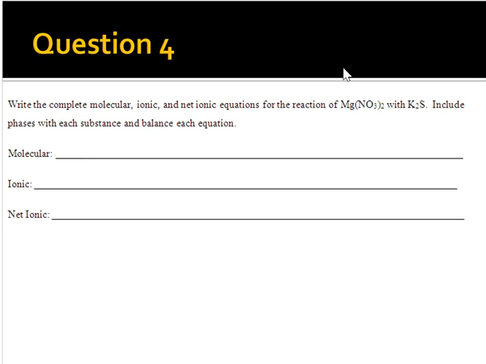So the molecular equation, remember, is just the chemical equation. So I already know what my reactants are. Okay, they are magnesium nitrate. Okay, so let me write this down. And that's going to be aqueous, because remember, you always have a double replacement reaction between two aqueous reactants. So that's the first reactant. Plus the second reactant is K2S, and that's also aqueous.